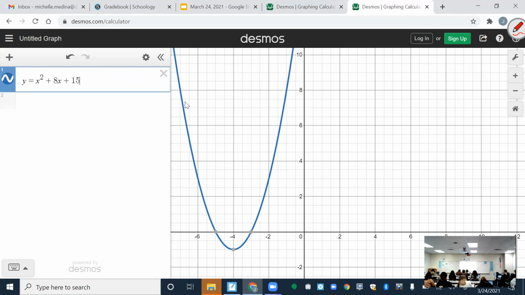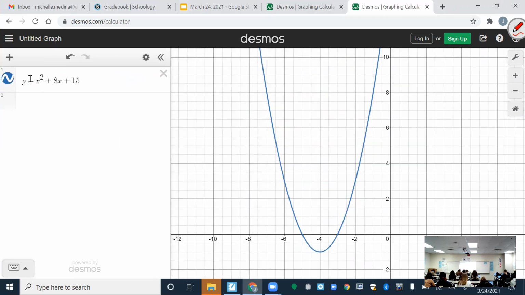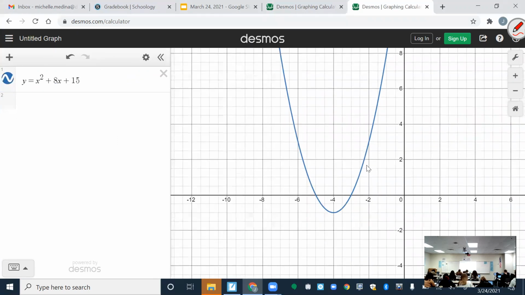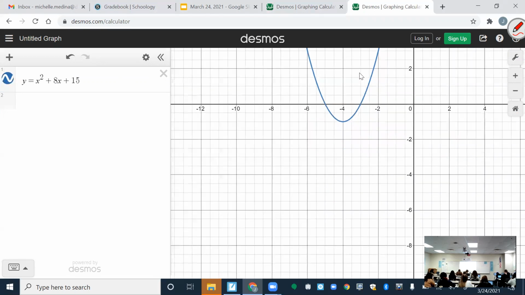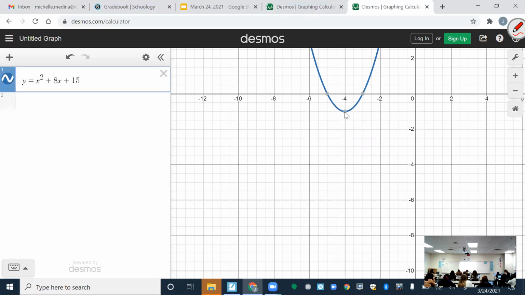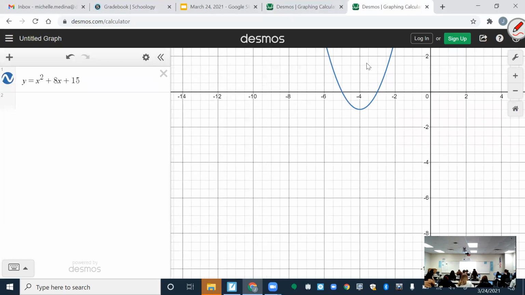All right, I'll come back to this page in a second. But I entered it into Desmos, and if I hover over where the vertex would be, so down here, does that match up with what we solved algebraically? I don't know if you can see that. Right there? Yes. So that's what I want you to do as you're going through your practice. All right, and I got this graph just by simply typing in what I was given.